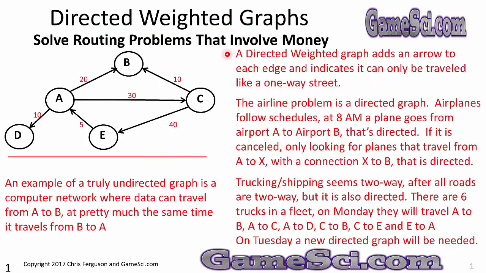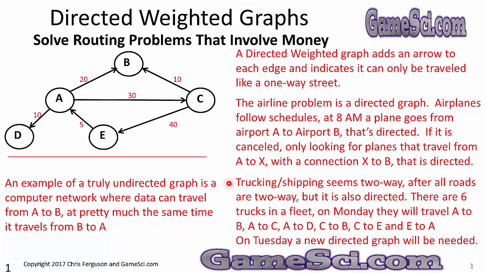A directed weighted graph adds an arrow to each edge and indicates it can only be traveled like a one-way street. The airline problem is a directed weighted graph. Airplanes follow schedules. At 8 a.m., a plane goes from airport A to airport B. That's directed. If it is canceled, only looking for planes that are traveling from A to X with a connection X to B. That is directed.